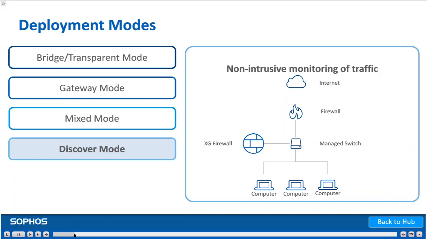To be able to include usernames in the reports, the XG Firewall needs to be integrated with an authentication server such as Active Directory. A port on the XG Firewall can be assigned as a TAP port after being configured in gateway mode. In this course, we will be focusing on gateway mode, as it is the most common mode of deployment.